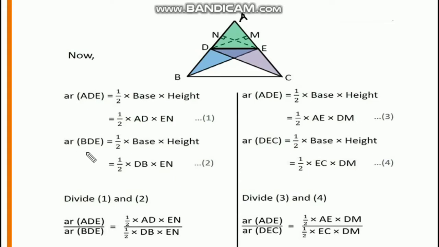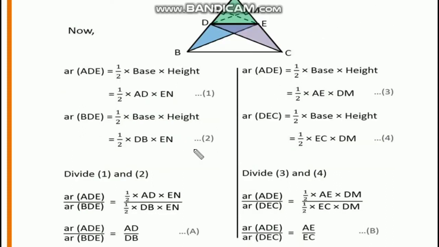Next, we need to find the area of triangle BDE. For this triangle, the base is DB and the height is NE. If we extend the triangle BDE to the left side, NE is the height of this triangle. Next, divide 1 and 2.